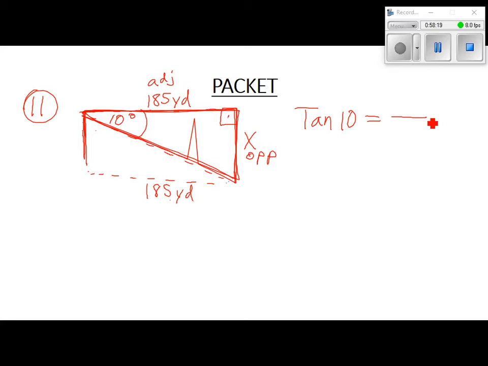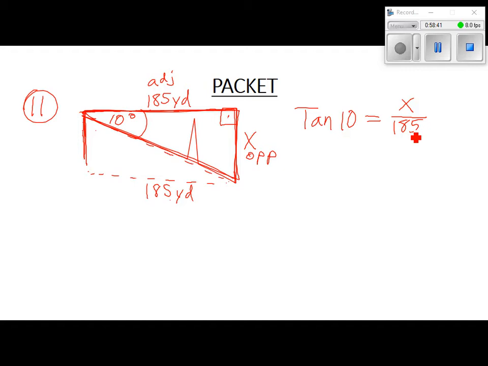x over 185. Is that what we're going with? Yep. Hope you're right, because I'm not looking at it. What's the first thing we do? Find the tangent of 10. So grab your calculator, find the tangent of 10.